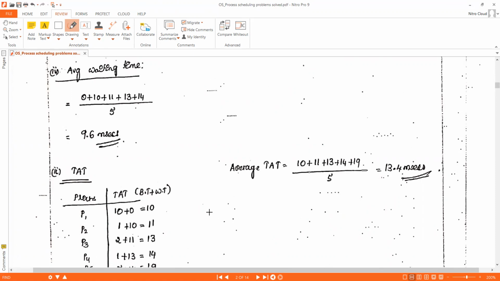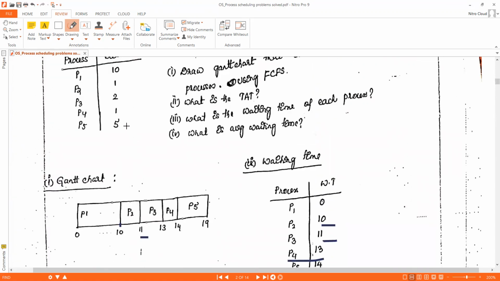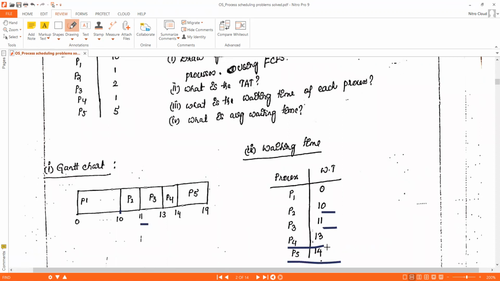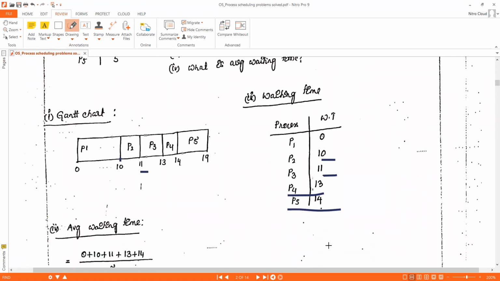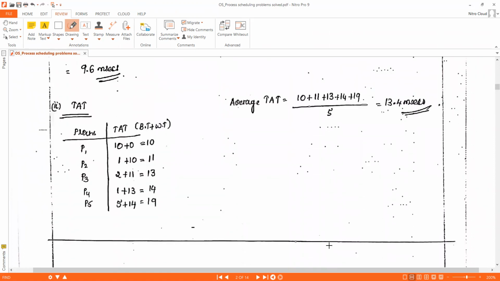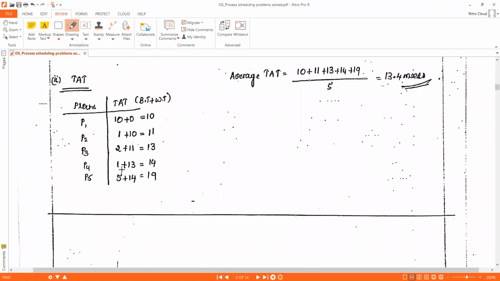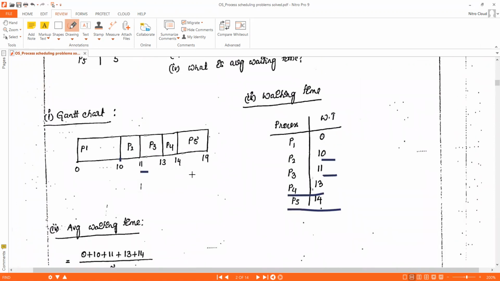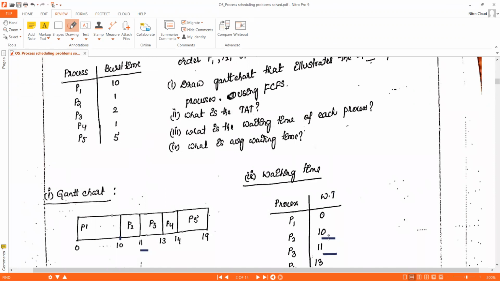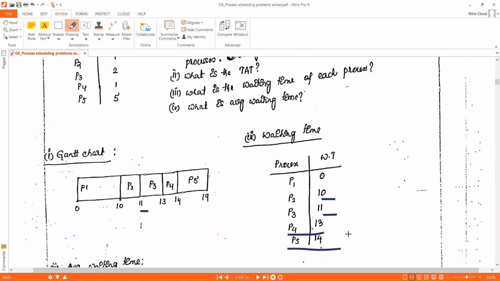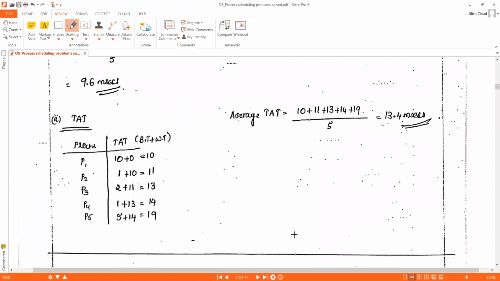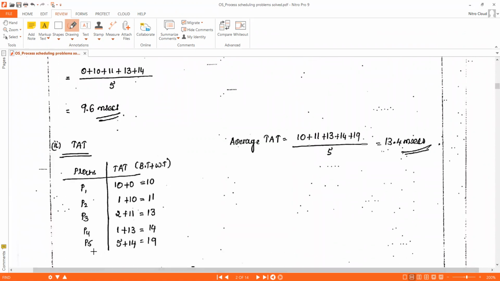Okay, next process 4. Process 4's burst time is 1 millisecond and its waiting time is 13 milliseconds. 1 plus 13 is the turnaround time for process 4. 1 plus 13 is 14 milliseconds. 14 milliseconds is the turnaround time for process 4. Next, process 5's burst time is 5 milliseconds and process 5's waiting time is 14 milliseconds. 5 plus 14 is the turnaround time for process 5. 5 plus 14 is 19 milliseconds. 19 milliseconds is process 5's turnaround time.